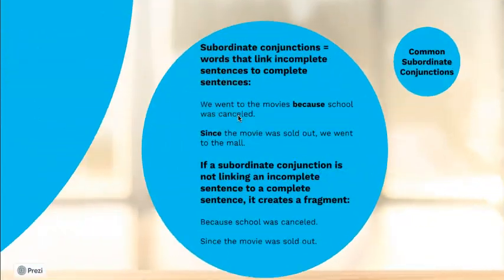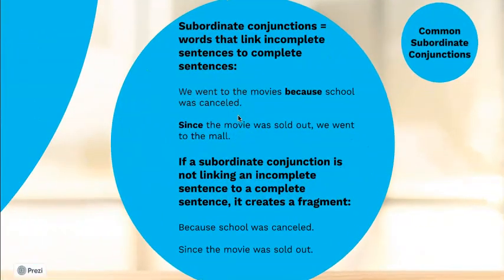All right, subordinate conjunctions are words that link complete sentences and incomplete sentences. So for example, we went to the movie because school was canceled. Since the movie was sold out, we went to the mall. If a subordinate conjunction isn't linking an incomplete sentence to a complete sentence, it creates a fragment, okay? Because school was canceled. Well, what because school was canceled, right? Since the movie was sold out, well, since the movie was sold out, what, right? Now it's not a complete thought, okay?